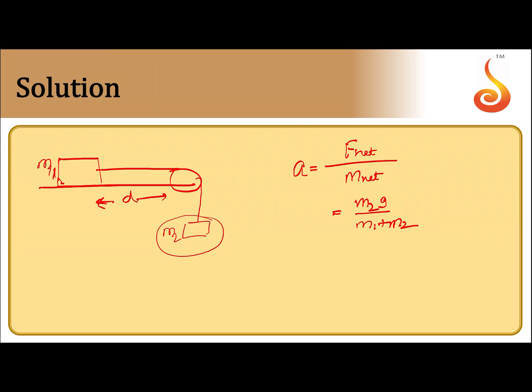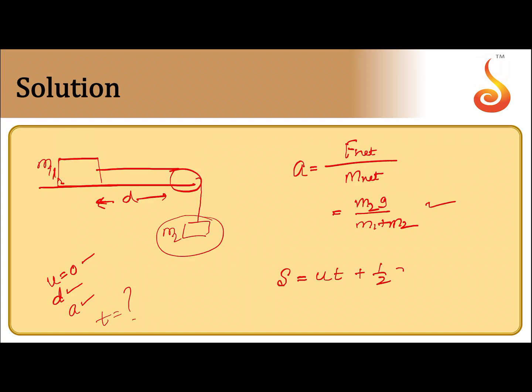Yes. Now, we can use the equations of motion. Which equation should I use? I know the distance it travels, and I know the acceleration. I also know that initially it was at rest. That's also known to us. And I want to find out the time. Clearly, the second equation of motion can be used.